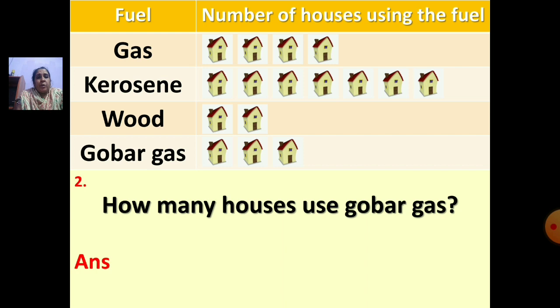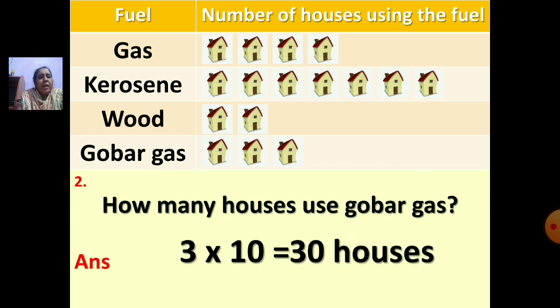Now see the second question. How many houses use gobar gas? So you have to see the fuel gobar gas and the number of houses in front of gobar gas. How many houses are there? 3 houses. And as I told you, you have to remember the scale. One house means 10 houses. So what will you do? 3 houses multiplied by 10. 3 tens are 30. 30 houses use gobar gas.